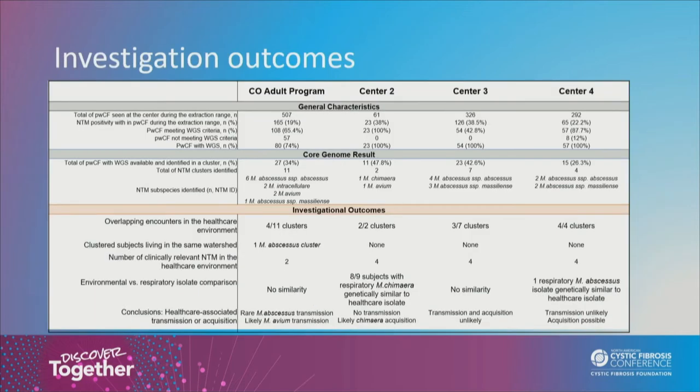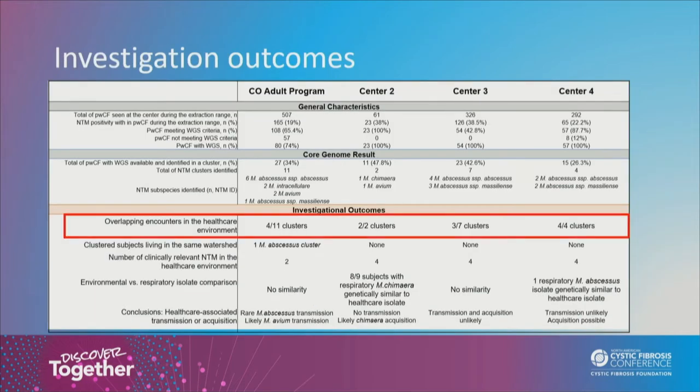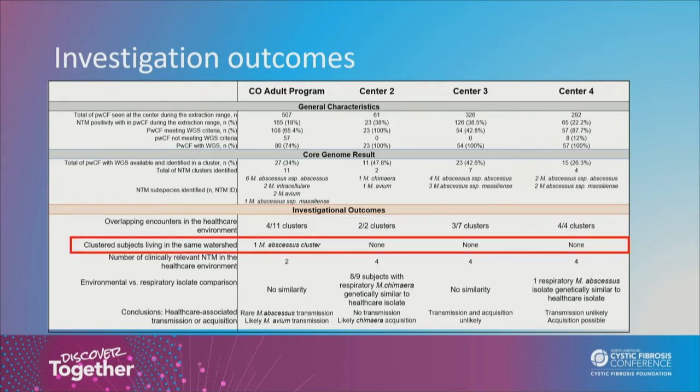So you already saw the top half of this slide here, so we're going to focus on the investigational outcomes now. Just kind of highlighting, we looked at how many clusters had overlapping encounters in the healthcare environment, and you can see the majority of clusters had opportunities for transmission identified. When we look at the number of clustered subjects living in the same watershed, this is data I did not show you graphically, but I just want to highlight that of the 4 centers, there was only one cluster that happened to be an M. abscessus cluster consisting of 3 subjects, where all subjects lived in the same home of residence watershed, and they had no identified overlaps within the healthcare system.